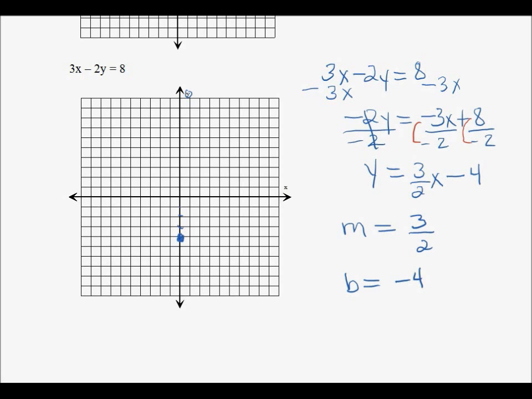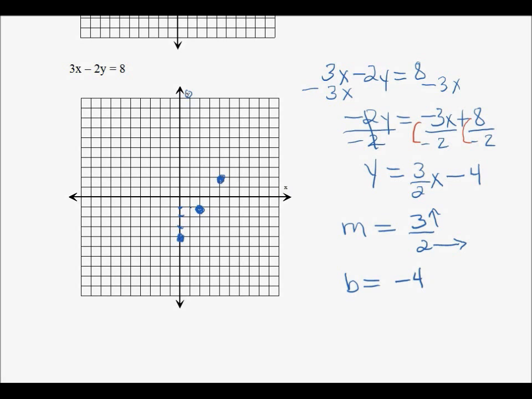Then I'll use my slope, which is 3 over 2. So I'll move up 3 units, to the right 2 units. So I'll move up 1, 2, 3, and then over 1, 2. And this is where my next point should be. Now let's say from this point, I wanted to make another point. What would I do? I'd move up 1, 2, 3 units again and over 1, 2.